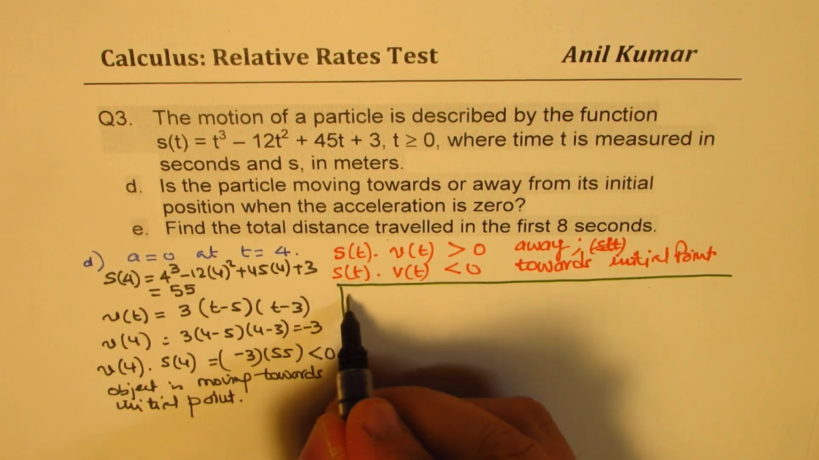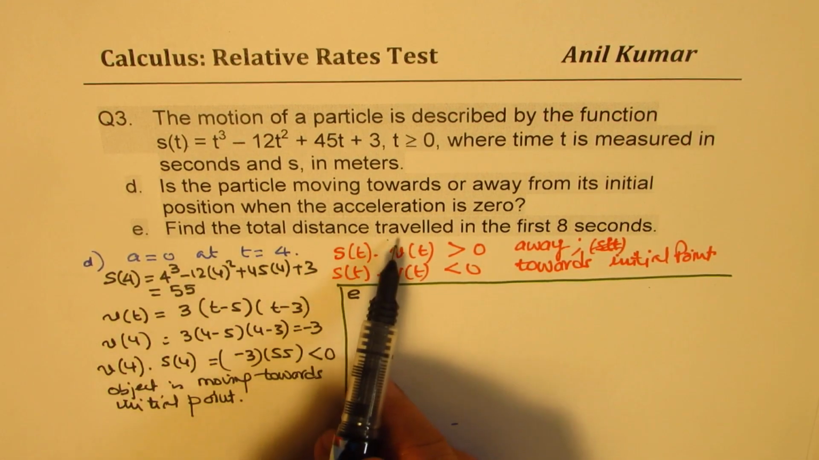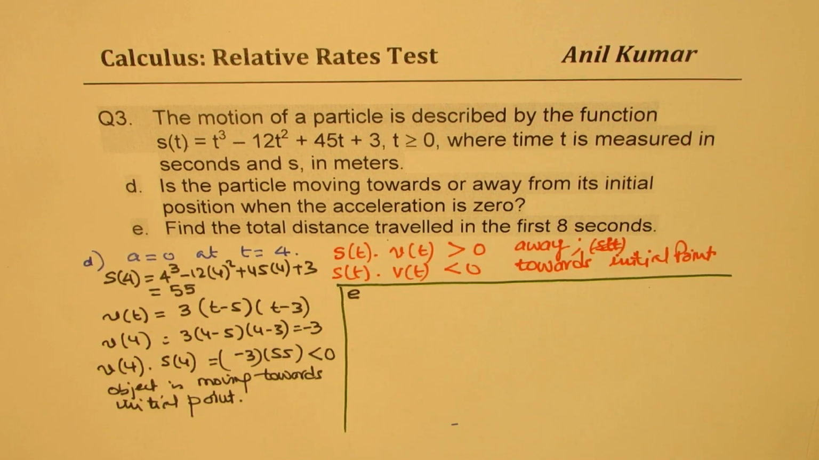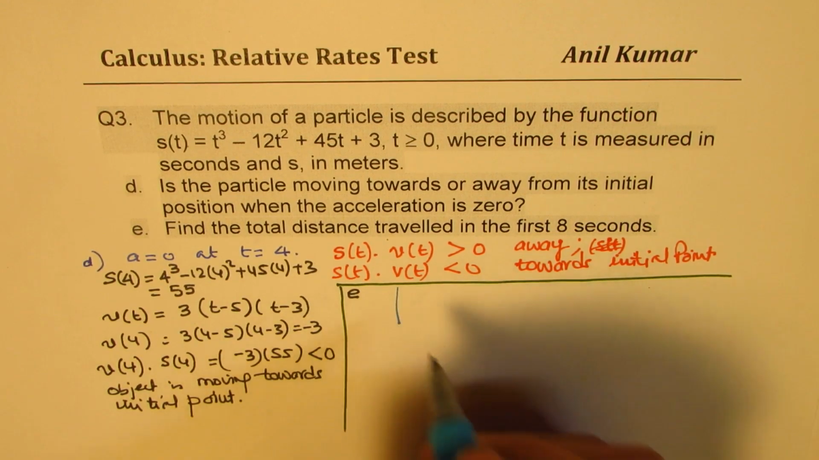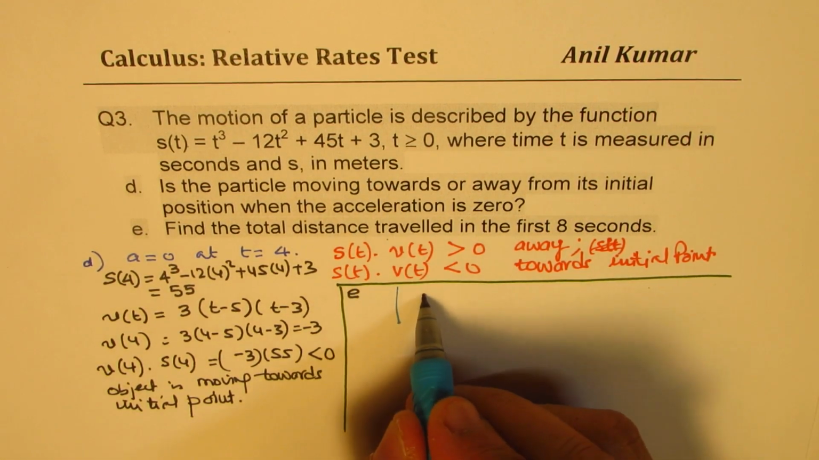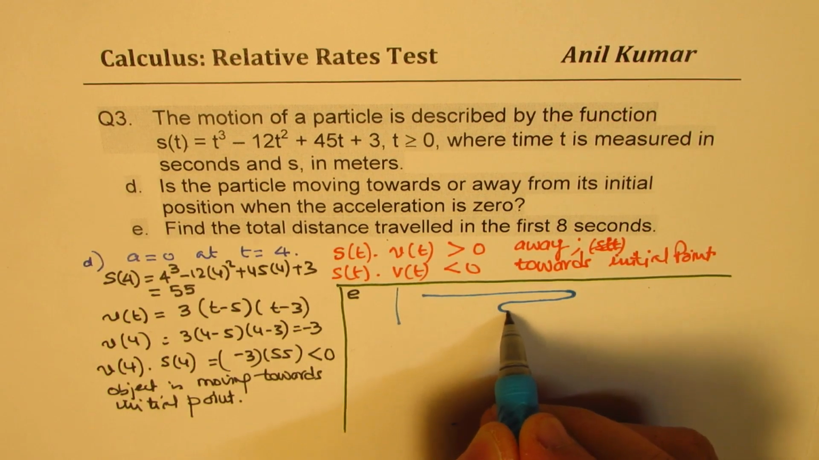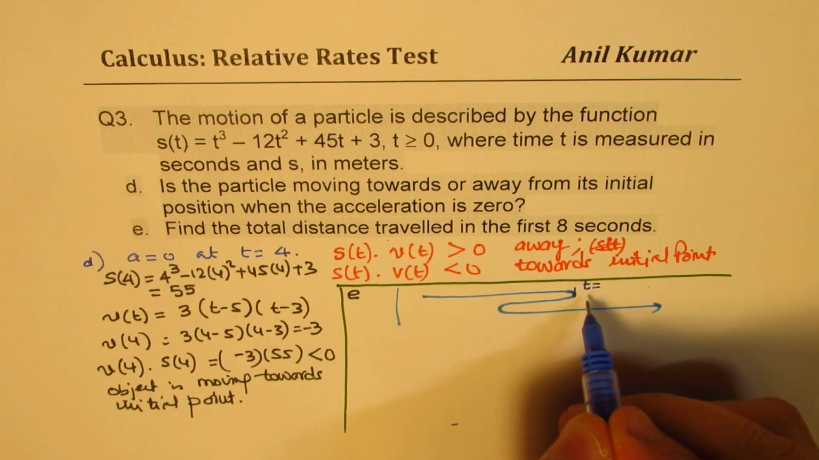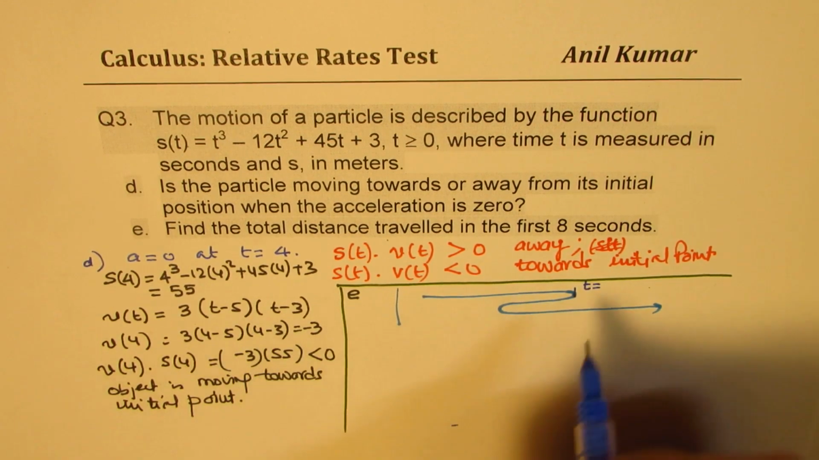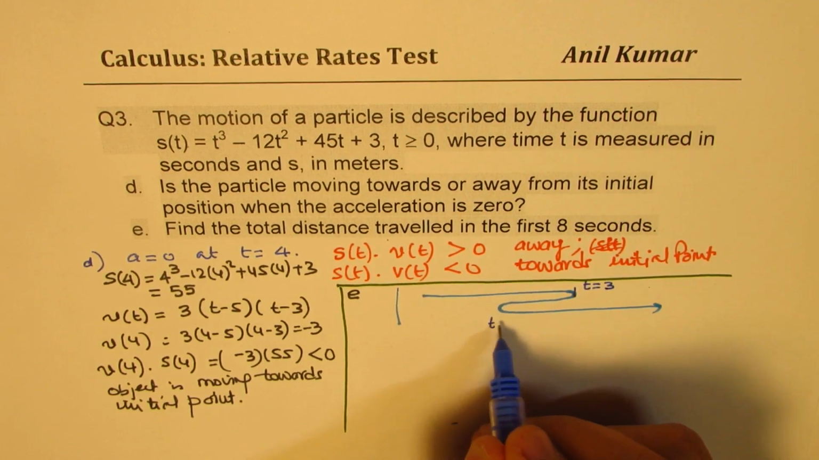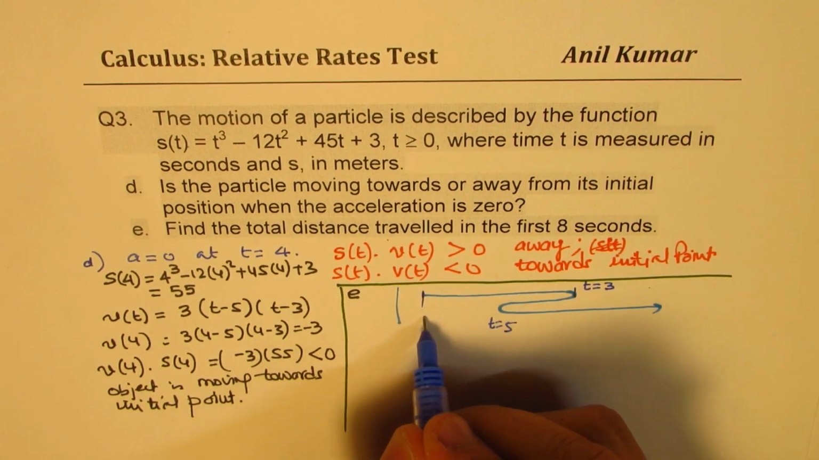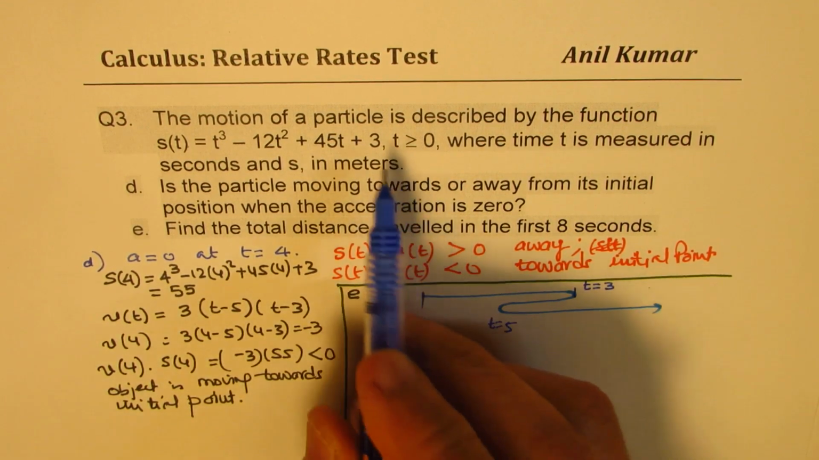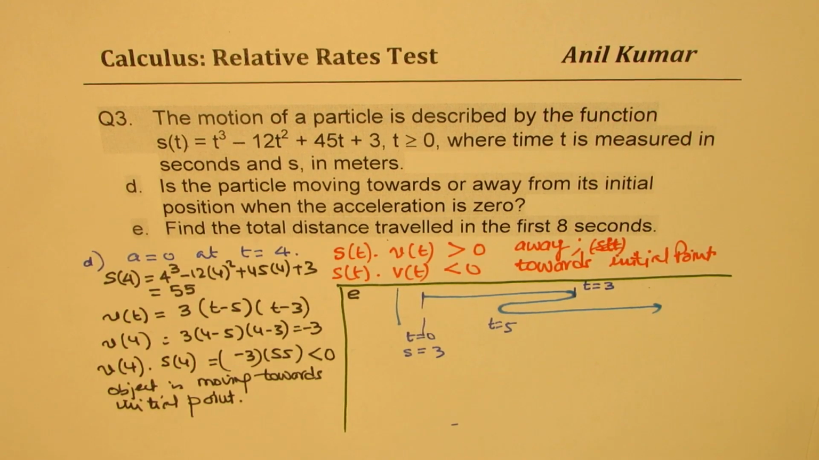Now let's look into part E. Find the total distance. It is not displacement, total distance in the first 8 seconds. What we know here is that the object starts at 3, it moves, and then it turns and turns back. These turning points are at t equals 3 and 5. At t equals 0, s equals 3, right? If I substitute 0 here, we get s equals 3.